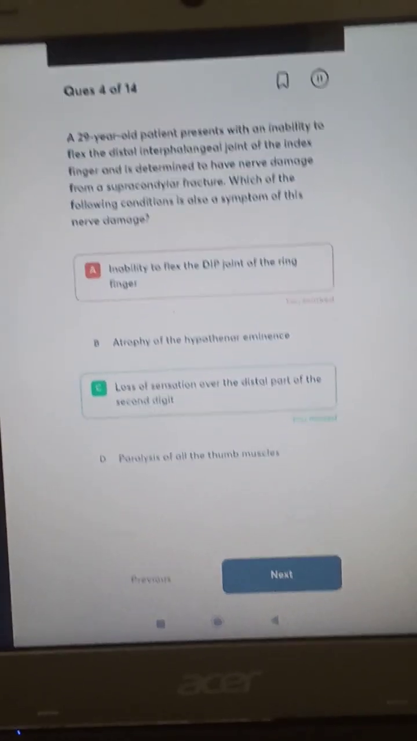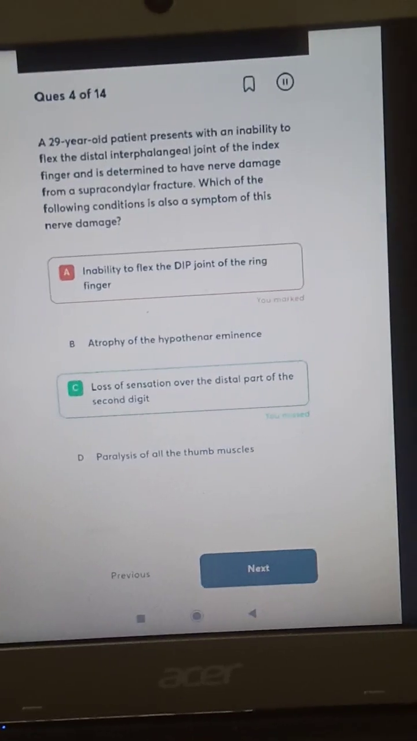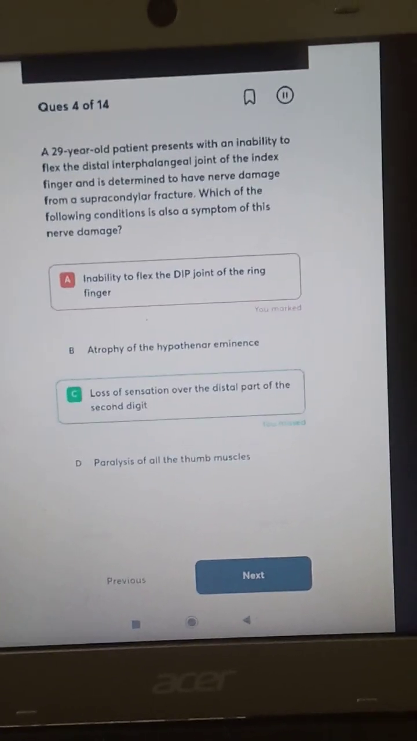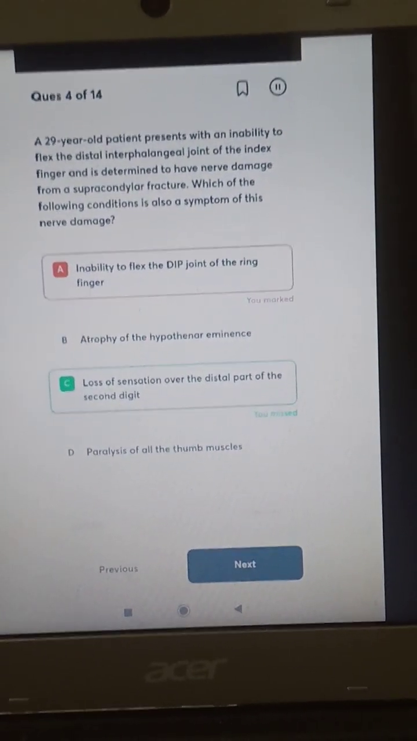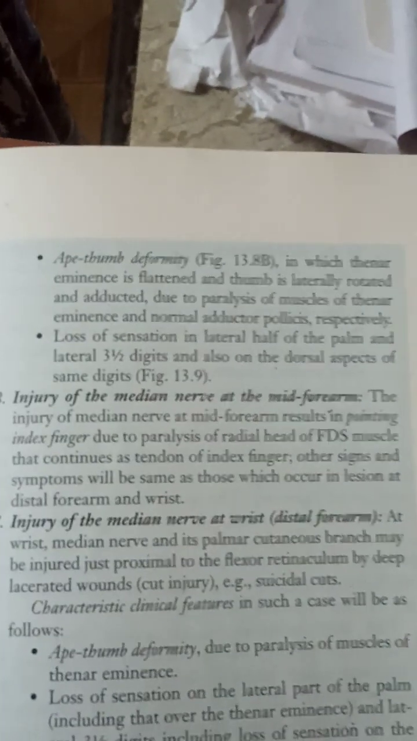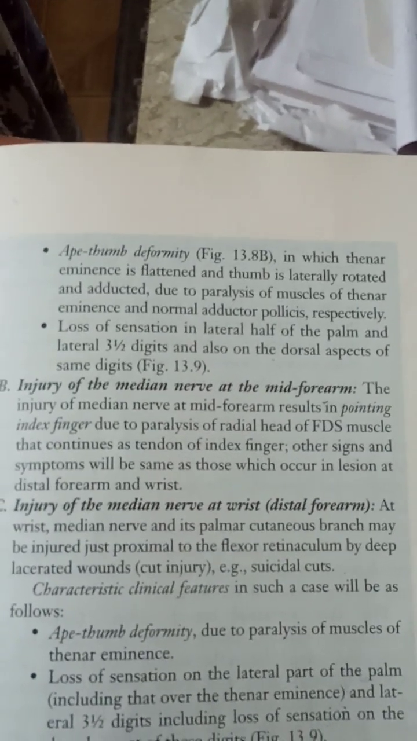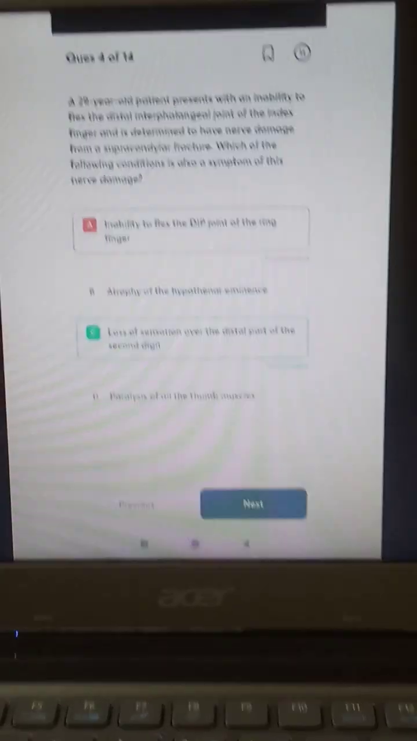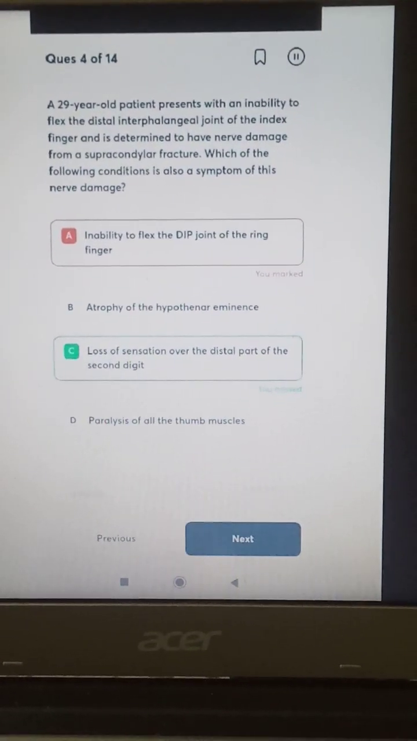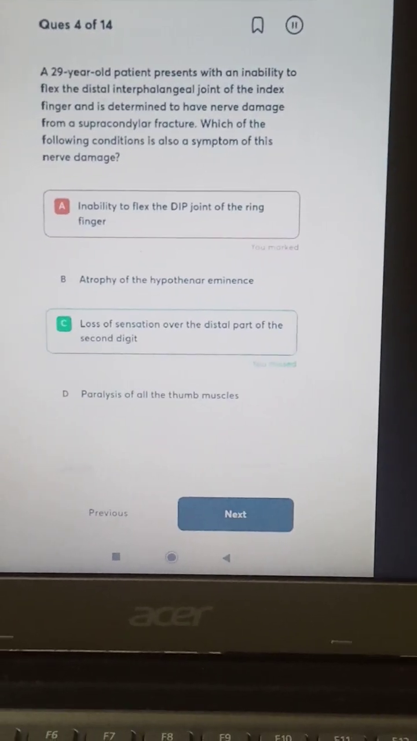In the question they have given us atrophy of hypothenar eminence. That is not the actual case. Atrophy of thenar eminence happens. Okay. Loss of sensation in lateral half of the palm, lateral 3.5 digits, and also on the dorsal aspect of the same digits. Yes, of course, loss of sensation over the distal part of second digit happens.